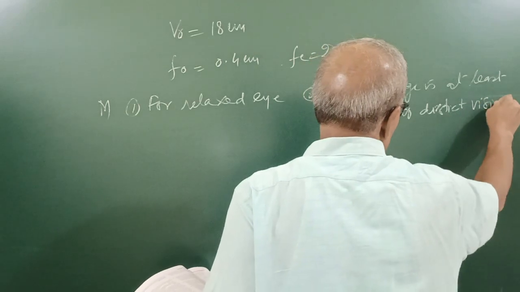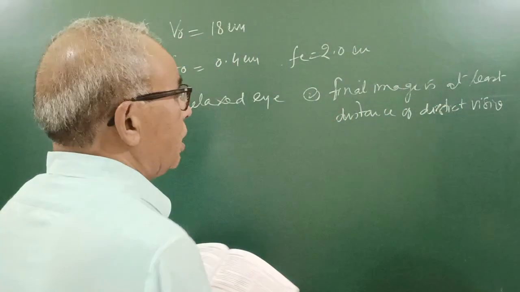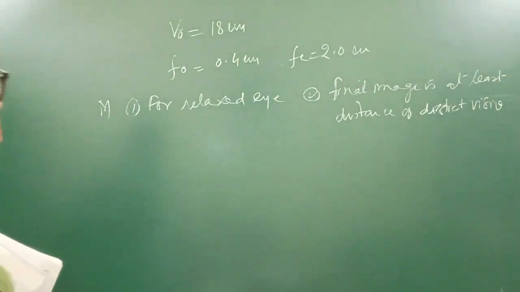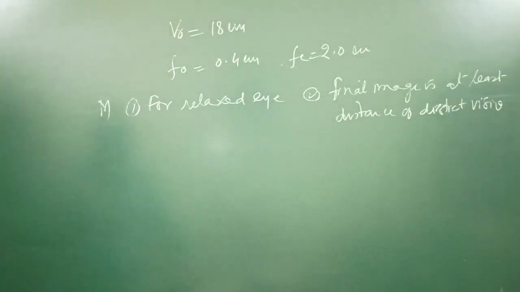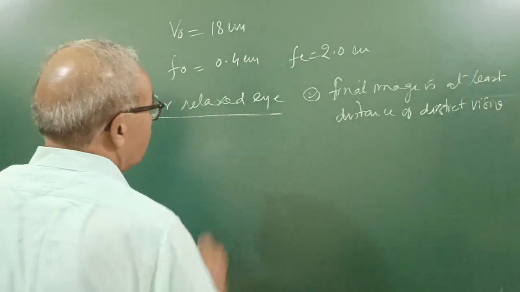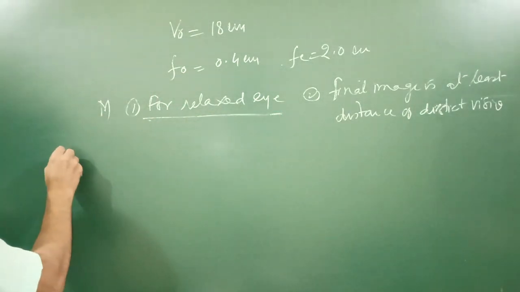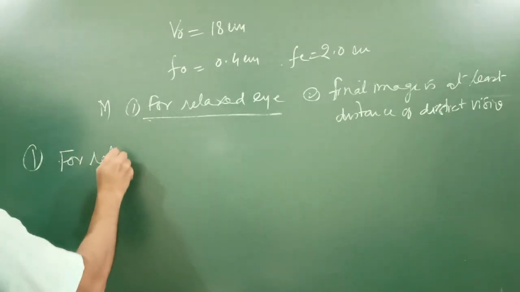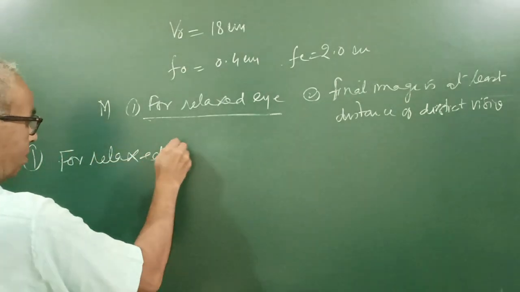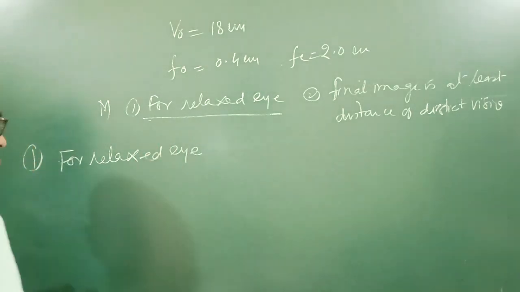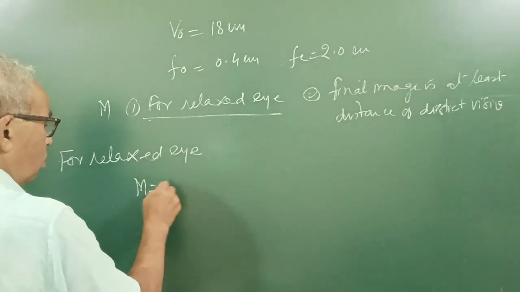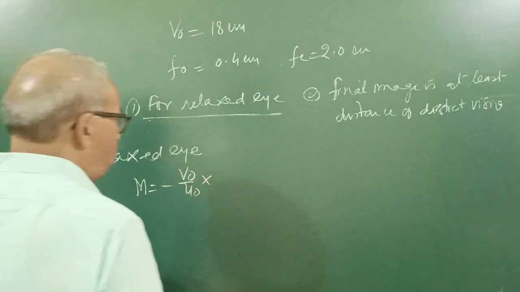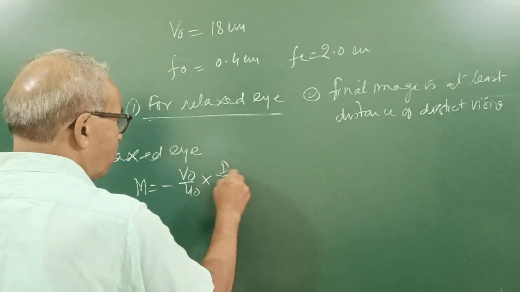I am writing the whole thing, otherwise I could have written here only at D, so that you realize. So for the relaxed eye, the magnifying power for the relaxed eye, first case: M is equal to minus VO over UO into D upon FE, simply.